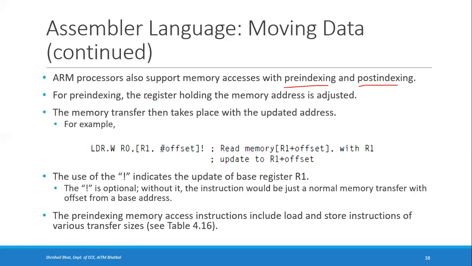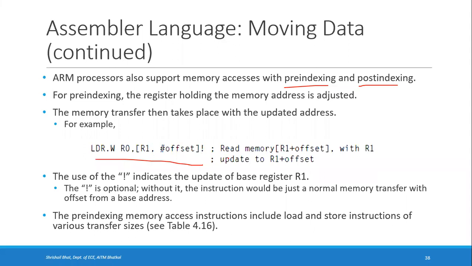For pre-indexing, the register holding the memory address is adjusted, and then the memory transfer takes place with the updated address. So this is one example of data transfer between memory and register with pre-indexing, wherein you are doing LDR.W. LDR stands for load register. W means it is a 32-bit instruction. R0 is the destination, comma, in the square brackets, you have R1, comma, hash offset with an exclamation sign.